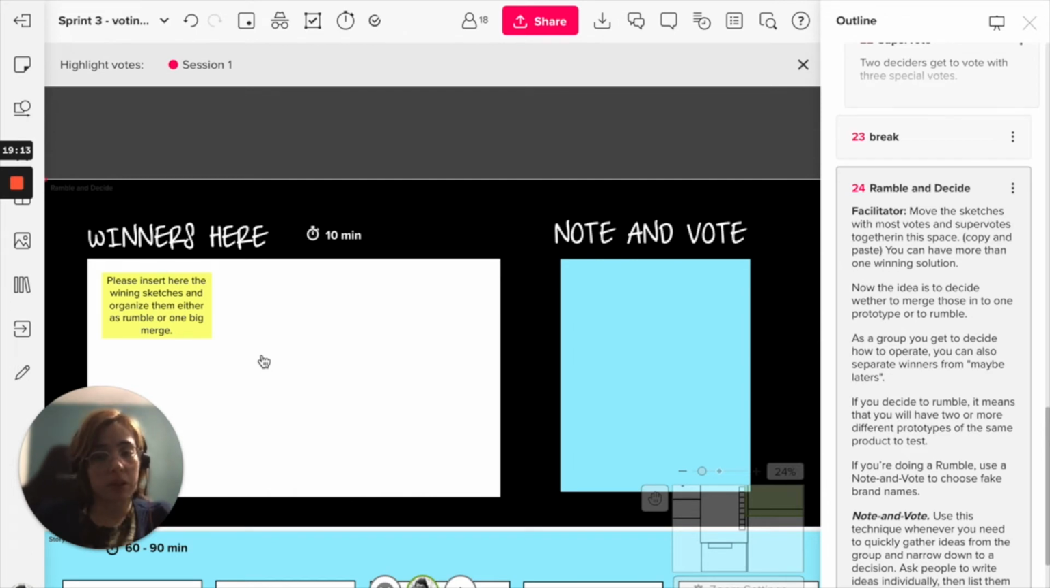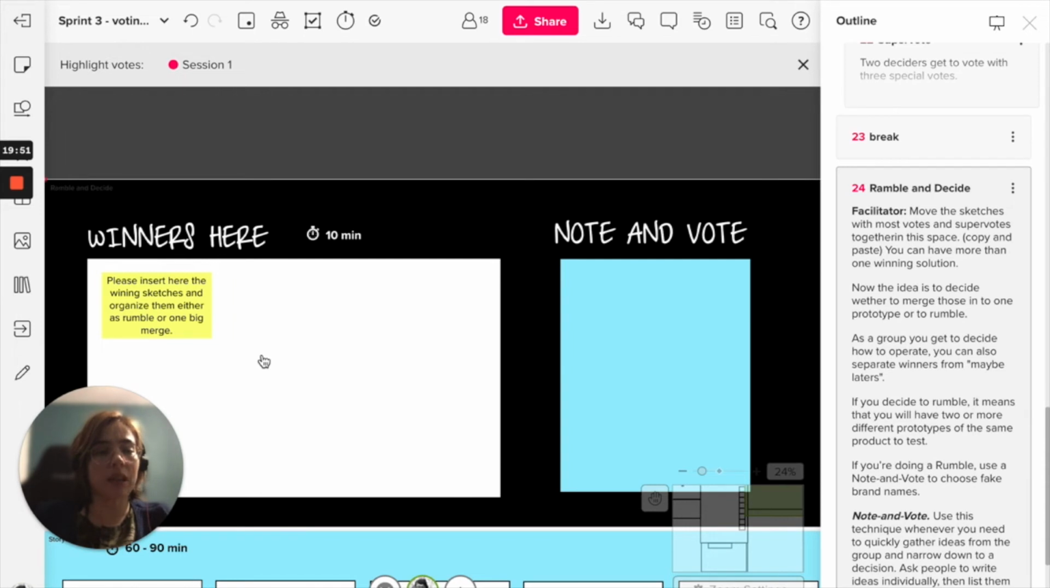So now you get to decide whether you are going to merge everything in one big solution or you rumble, right? So as you group, you get to decide how to operate. You can separate winners from the maybe later. So for example, once you have everything in there, you can say, okay, in reality, we have only two really good ideas, or the ideas that have really good potential and that could be easily implemented. These others are also good, but they need more time or more development. So we are going to separate them for maybe later, right?